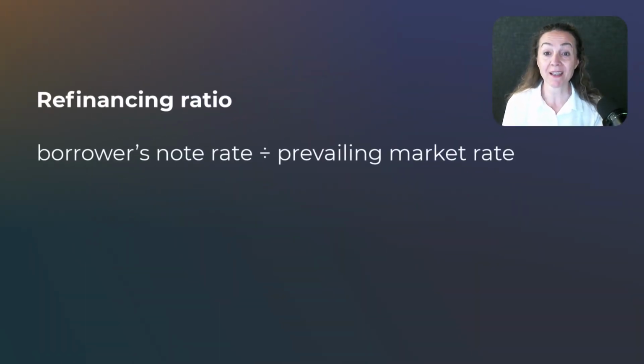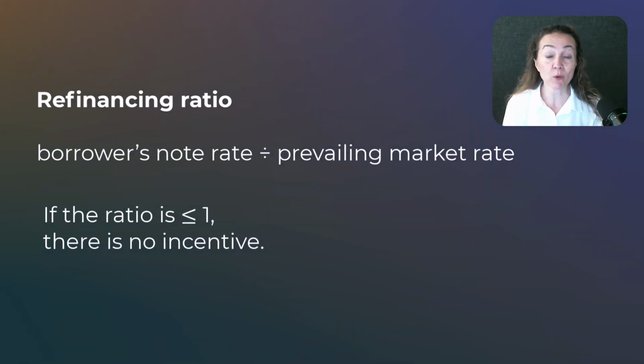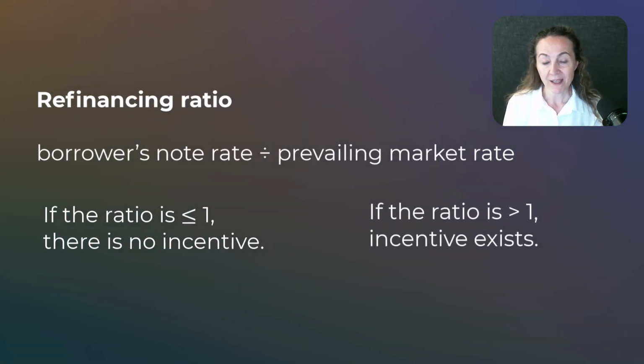Let's take a look. The key ratio to watch in refinancing is the refinancing ratio, which is calculated by taking the borrower's note rate and dividing it by the prevailing market rate. If that ratio is equal to or less than 1, there is no incentive. If the ratio is higher than 1, then there is incentive, and the larger the gap, the stronger the motivation.